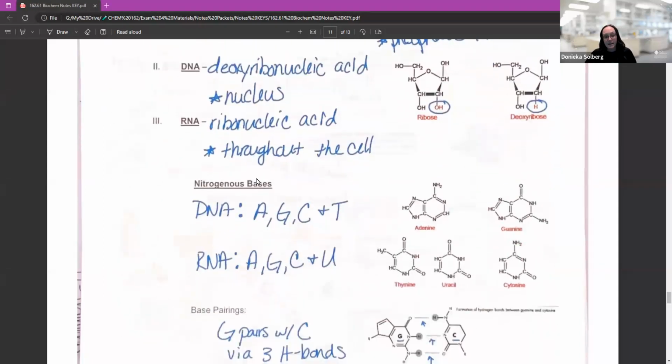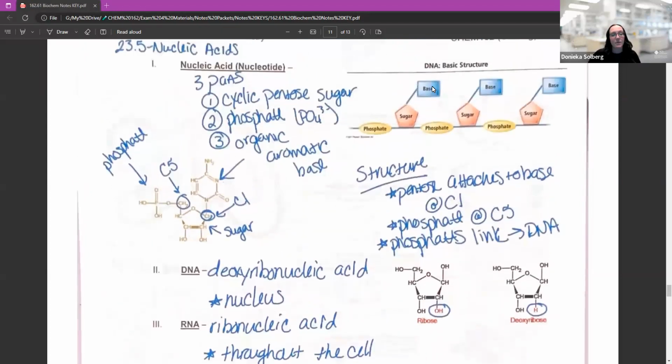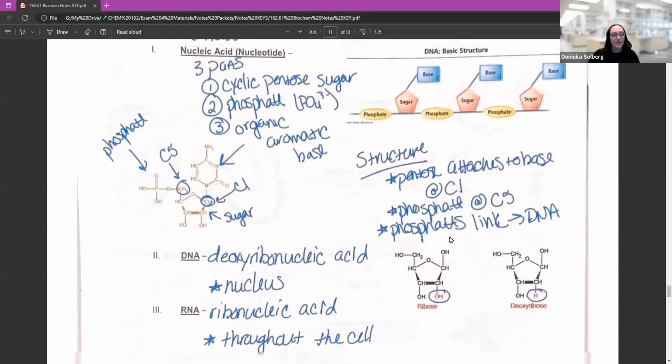So the bases that are attached to DNA and RNA are adenine, guanine, cytosine, thymine, and uracil. Okay, in DNA, there's only A, G, C, and T. In RNA, there's only A, G, C, and U. So thymine and uracil are kind of interchangeable in sequences, but DNA only has thymine and RNA only has uracil. So these are the bases that can hang off of your chain. So when I'm talking about bases, it's this thing up here.